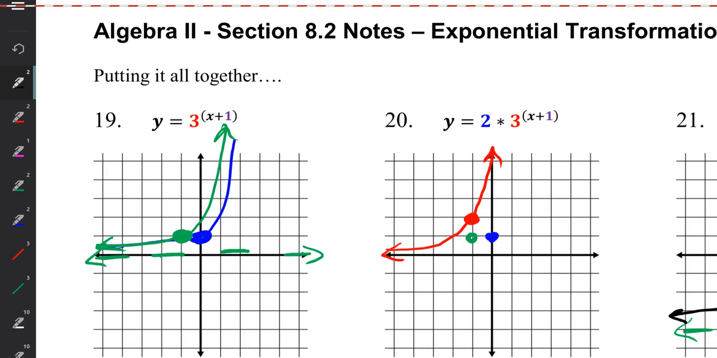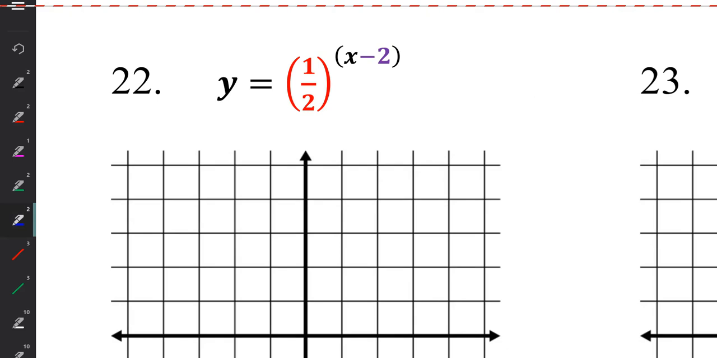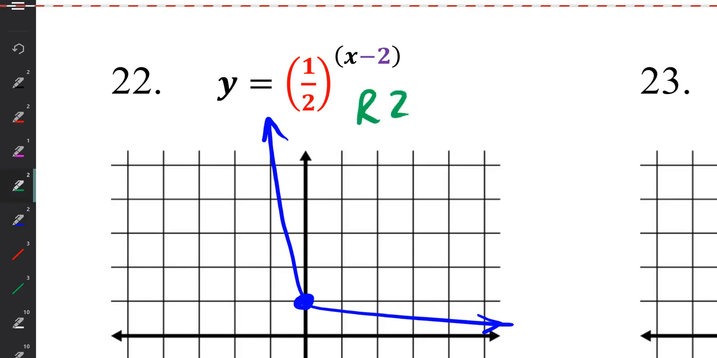How you feeling? So? All right, let's keep going. Nick, growth or decay? Decay. So draw a decay. X minus 2. Cameron, Sammy, what do you think? To the right 2. Boom, boom.